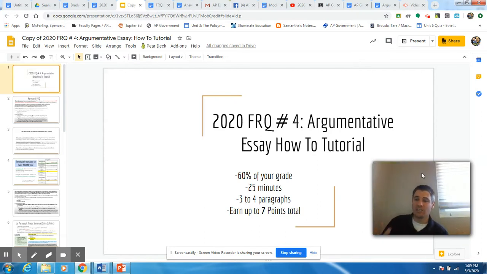Now, it is changed slightly for the coronavirus. They've actually scaled it down. There's no longer rebuttal. And I think it's a little bit more straightforward. Now, if you pay attention to this video, you take notes, use my template, it'll definitely help you in your ability to pass. So I would encourage you to pay attention.